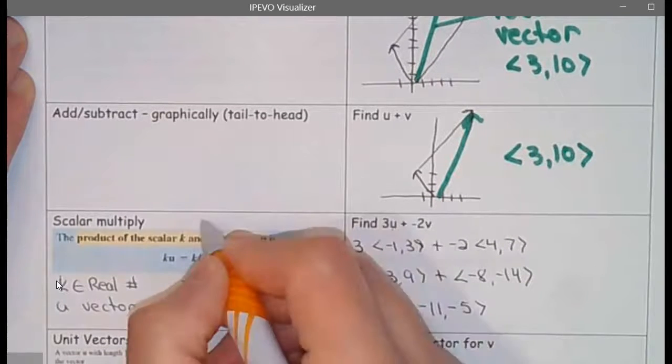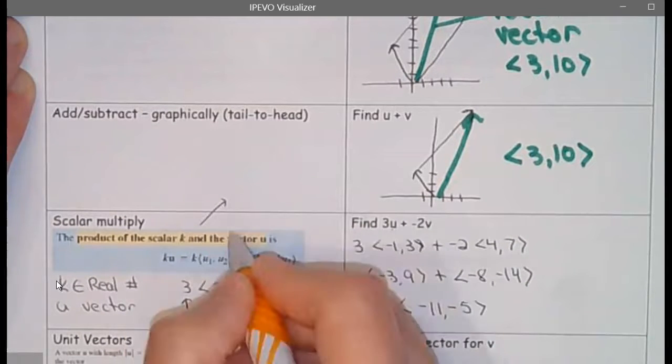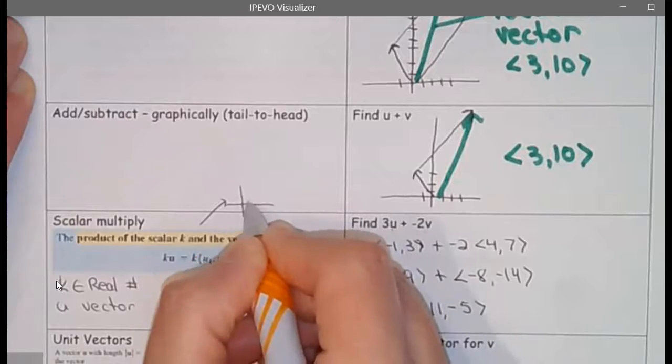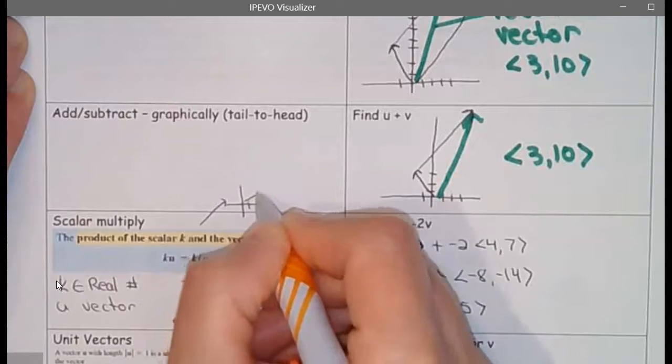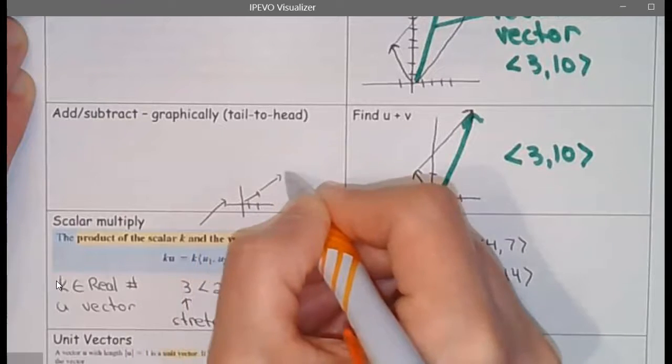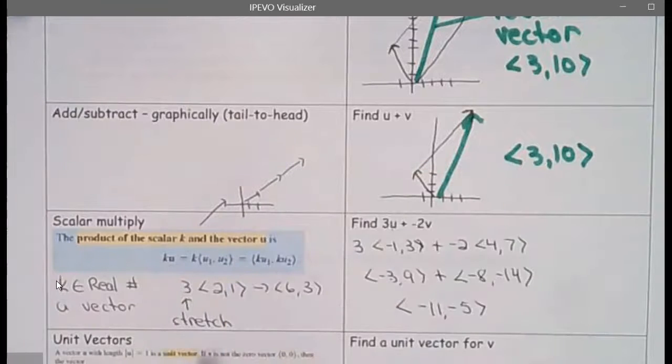And let's just give you one more little visual here. So if I had the vector <2, 1>, and I'm stretching it by 3, then I'm going out 3 units, and that should correspond, obviously my picture's not very good, but it should correspond with <6, 3>.